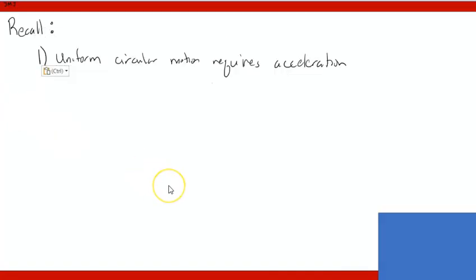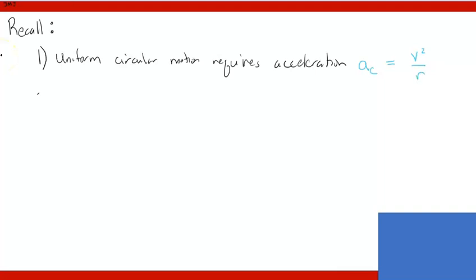The first one that we want to recall is that uniform circular motion requires acceleration. Specifically, if we have an object which is moving at a constant speed around a circle, that speed will be tangential, then the centripetal acceleration has to be that speed squared divided by the radius that the object is moving about.